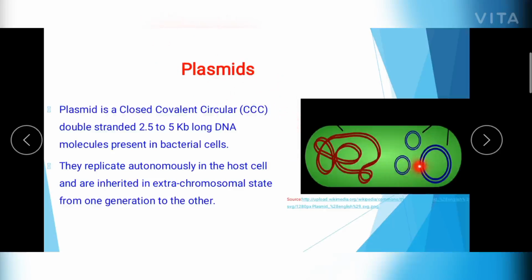These plasmids are the extra chromosomal DNA present in bacteria. So bacteria, apart from its main chromosome, which is represented in this red color, will also have small DNA molecules in many copies. They help in giving special characters to the bacterial cell. These are closed covalent circular molecules. The size of this plasmid ranges from 2 to 5 kb, and they have the ability to replicate autonomously and have the inheritance property also.